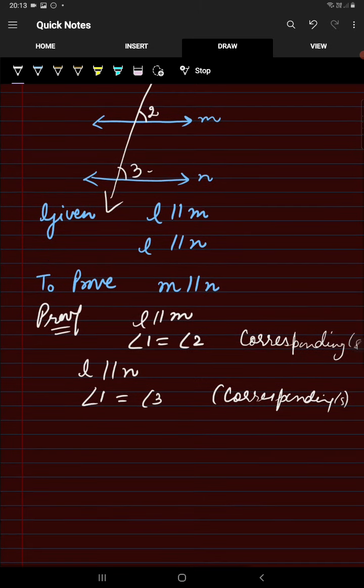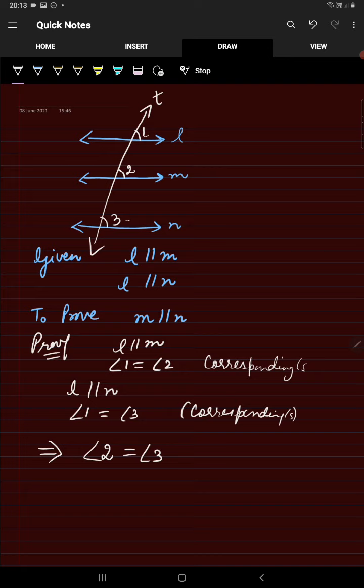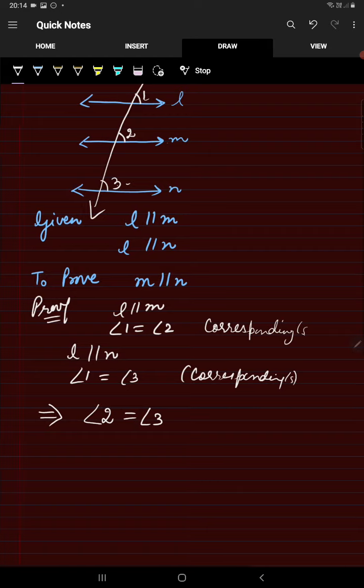If I compare these two statements, angle 1 is equal to angle 2, angle 1 is equal to angle 3, this implies angle 2 is equal to angle 3, because angles equal to the same angle are equal to each other. Here, angle 2 is equal to angle 3, and these angles 2 and 3 are corresponding angles on lines M and N. So we can say that line M will be parallel to line N.